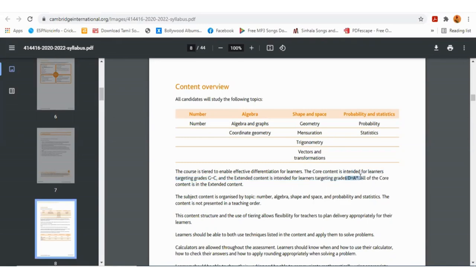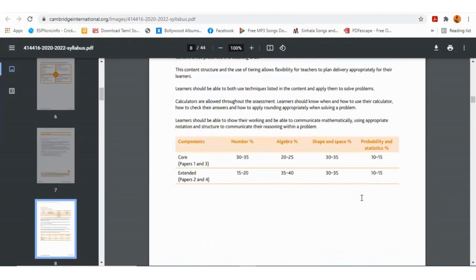So you can see if you sit extended, you can go from a D all the way to an A star, okay? And generally, everything that a core student learns has to be learned by the extended student plus a lot more. That's how it is, okay? So everything the core learns and more.